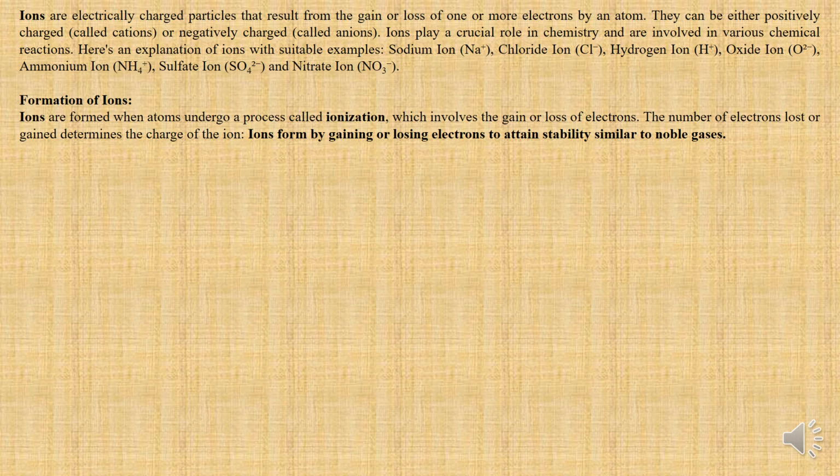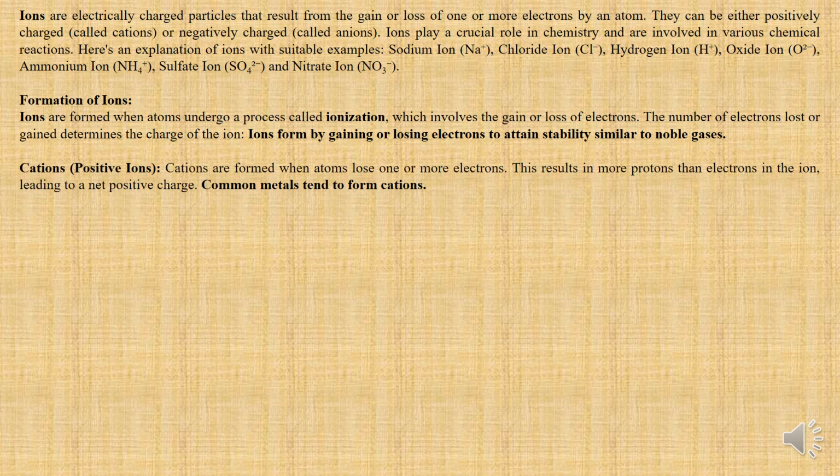Let me explain the mechanism involved in the formation of ions. Ions are formed when atoms undergo a process called ionization. What is ionization? It is a process which involves gain or loss of electrons. The number of electrons lost or gained determines the charge of the ion. So ions are formed by gaining or losing electrons in order to attain stability similar to noble gases. I'll explain that part in detail with the help of diagrams and animation.